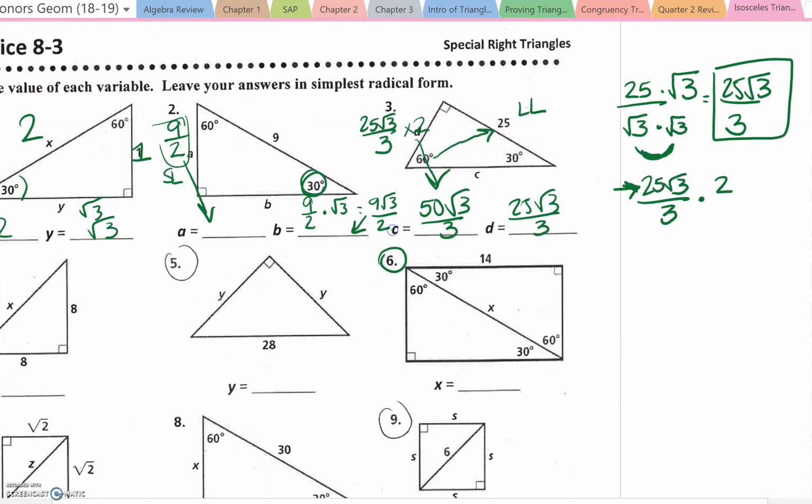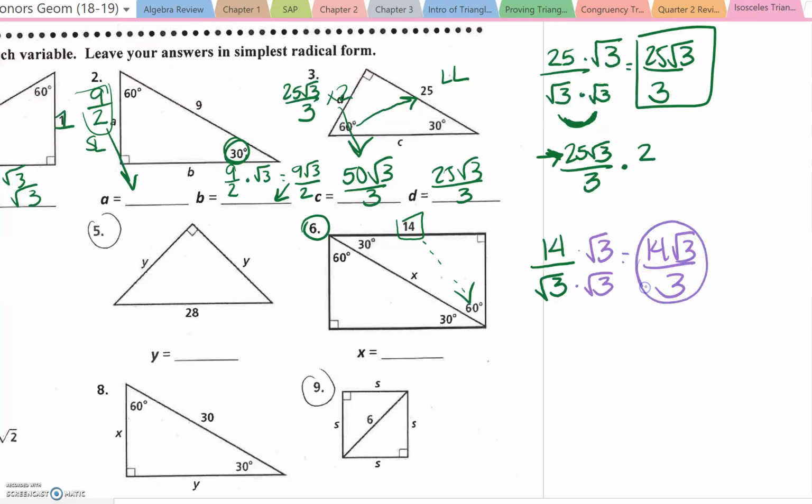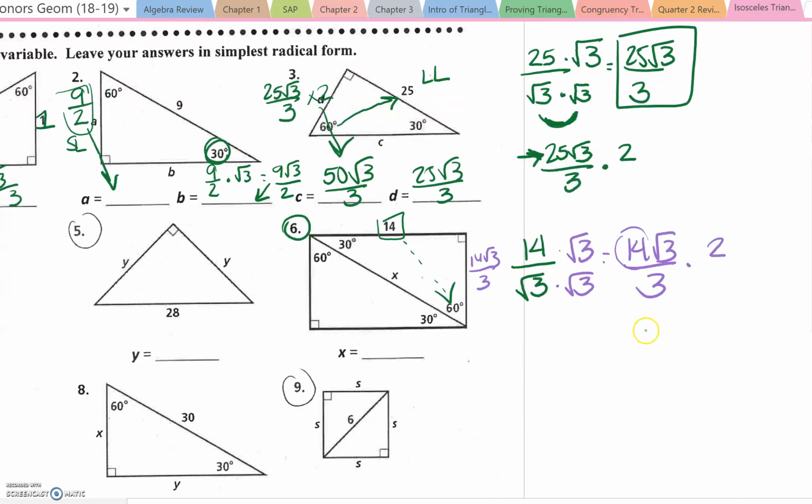Let's actually just jump to number 6. Identify the side you have first. So you have this side. It's across from 60. You have the long leg. If you have the long leg, the first step is to divide by root 3. You can't actually do this. Rationalize the denominator. This is the short leg. Next, you take the short leg and you multiply it by 2. The only thing you're doubling is this 14. So 28 root 3 over 3. That's your hypotenuse.